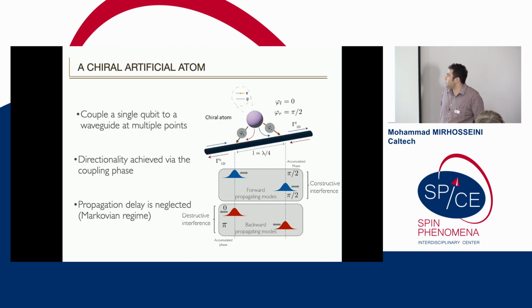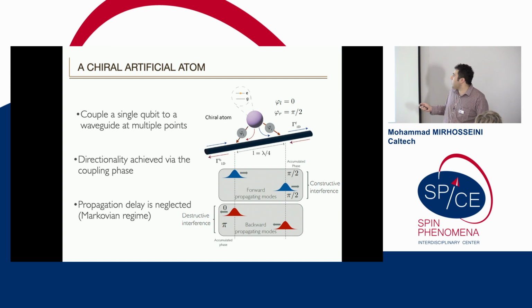So we tried to take the essence of this work that I talked about and then strip it to its core to make it even simpler. So we realized a system where we only have one qubit, acting as an artificial atom or as an emitter, coupled to a waveguide at 2 points. So instead of two qubits, there is one, but we have two coupling points. So this is a very simple system.